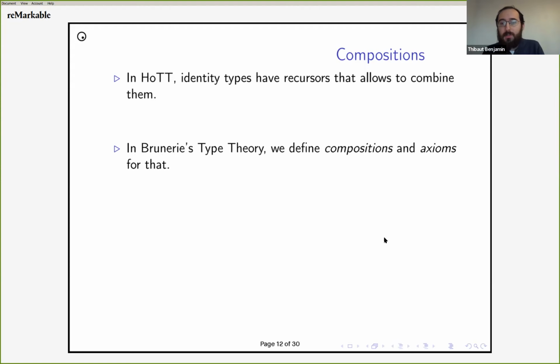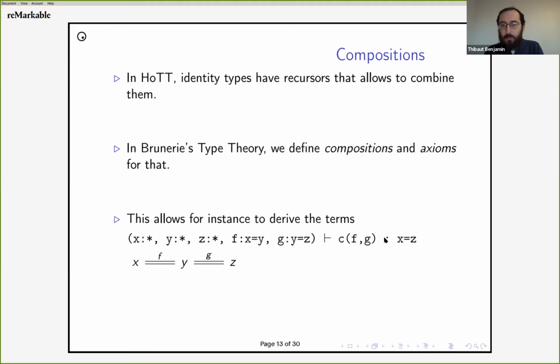So instead, we define the compositions and axioms. Really, you may think of them as very similar. I'll give you just a few examples. I don't explain to you how to define them, because I just want you to picture what you can do with it. And this will ease our way into CaTT, and then I'll show you in CaTT how it's done, with real examples.